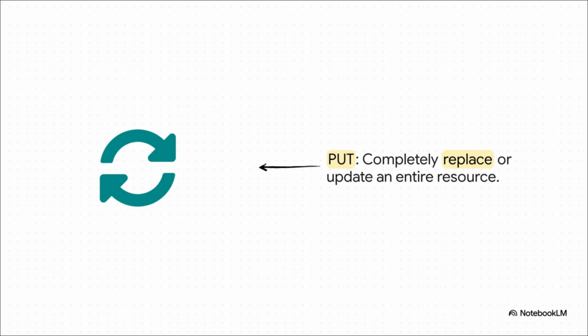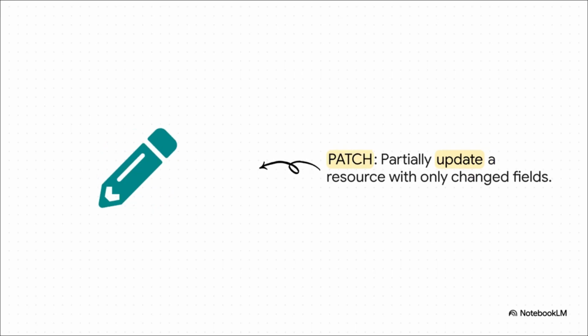But watch out, because here is the critical trap that catches so many developers off guard. PUT replaces the entire resource. If there are any fields you forget to include in your request body, the server will literally just wipe them out or reset them to default values. It's a total overhaul. So what if you don't want to nuke the whole thing and start over?